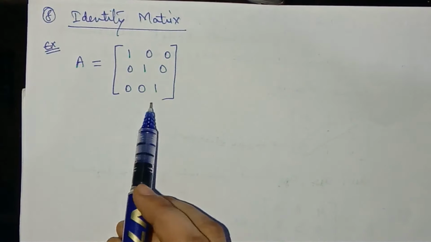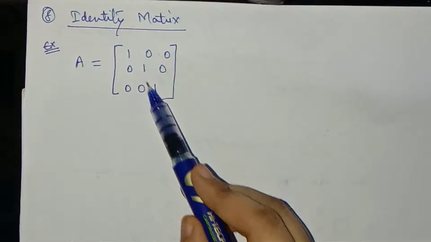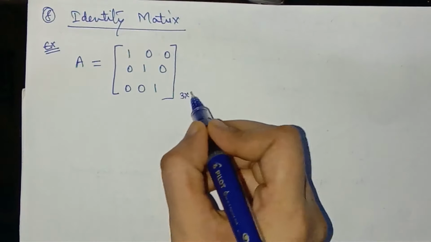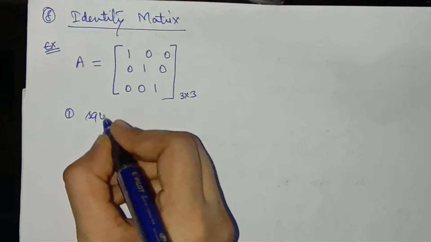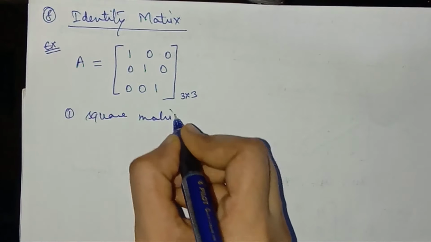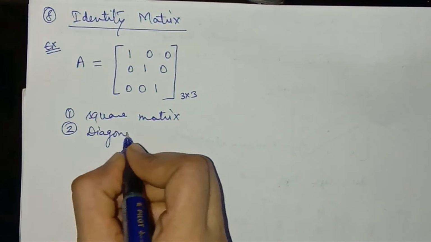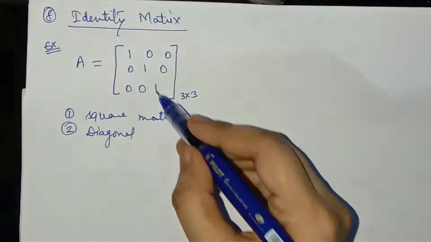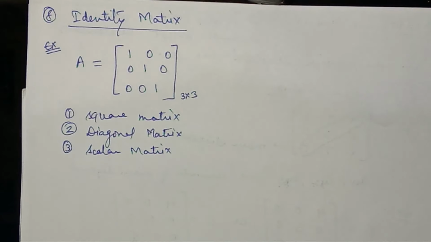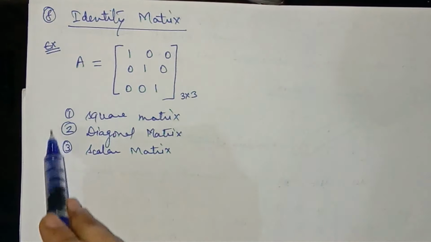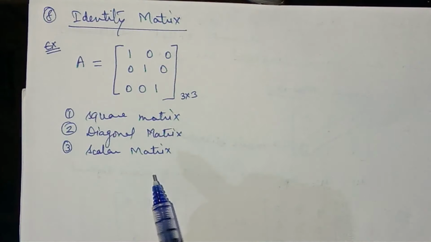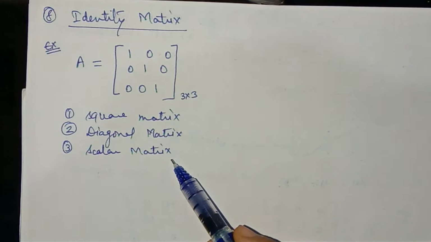As you can see in this case, this is having a feature. This is a square matrix. So first of all, it's a square matrix. The next one is it's a diagonal matrix. It means all the elements other than the main diagonal are 0, and it also has the feature that it is a scalar matrix. So identity matrix is the most frequently used matrix and it contains the features of all these three types of matrices. It's a square matrix, diagonal as well as a scalar matrix.